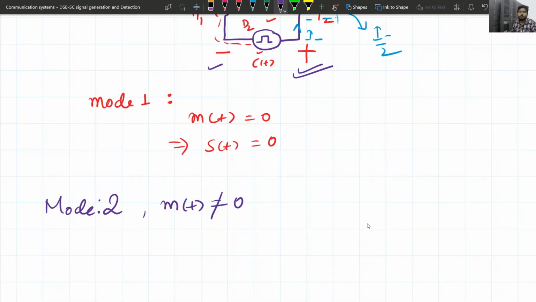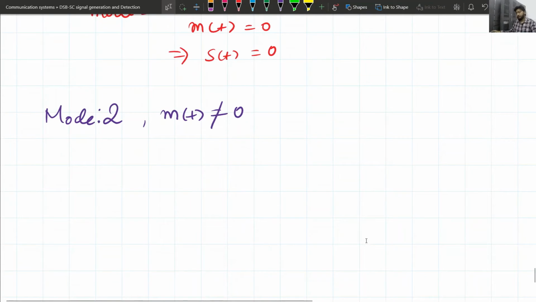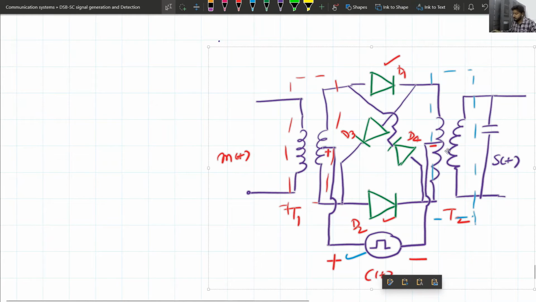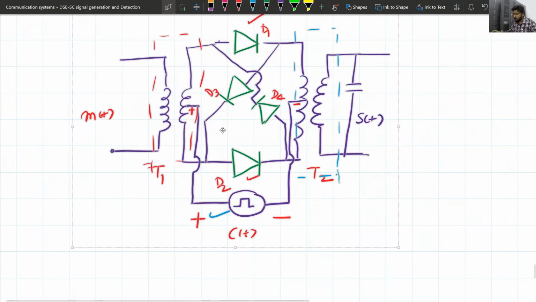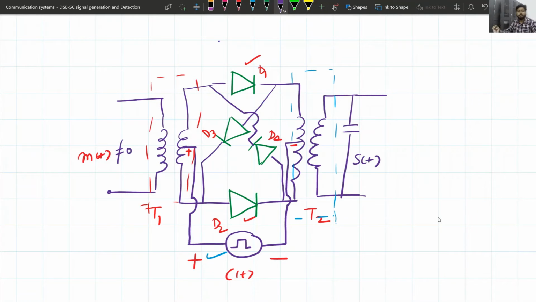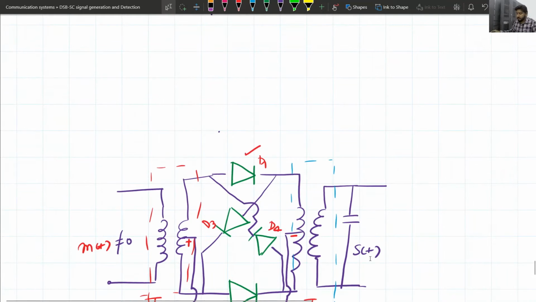MT not equal to 0. Redrawing the circuit. Now here MT is not equal to 0. First again take the case 1, when CT is greater than 0.